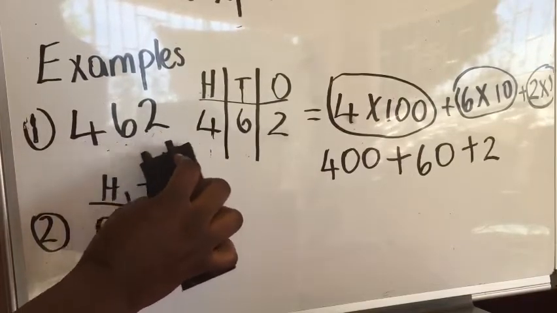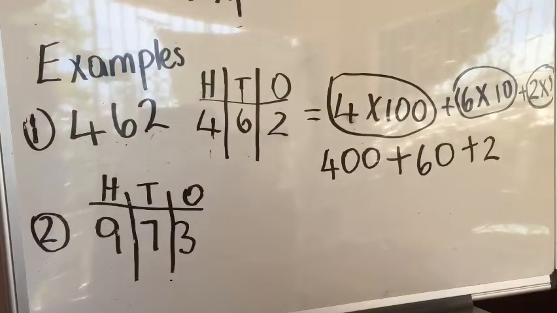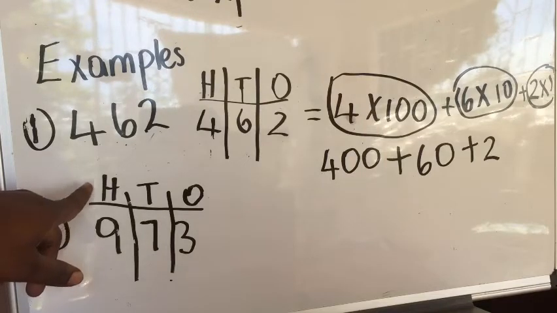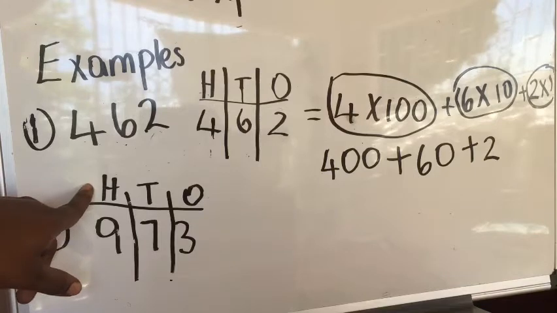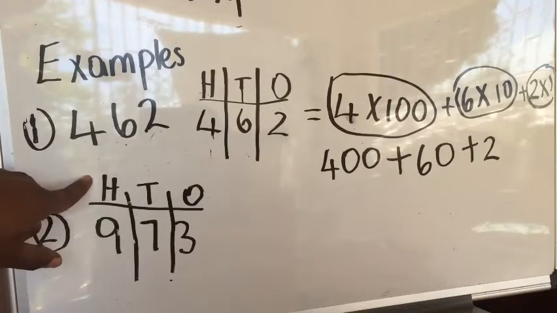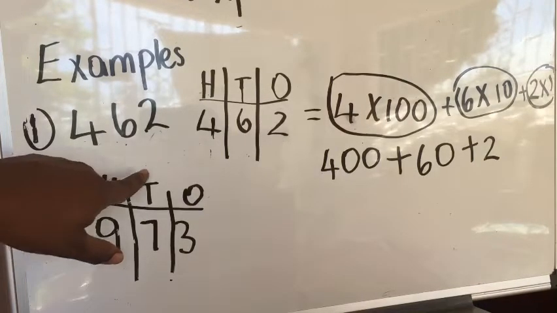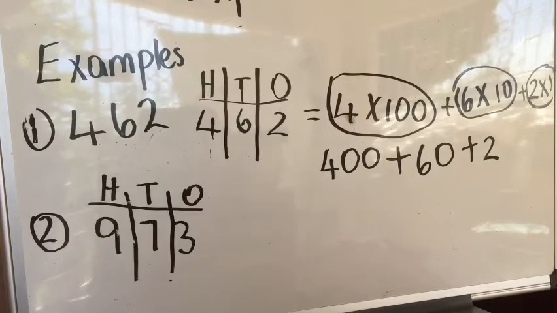What am I going to do now? First of all, I'm going to start with the biggest number. The biggest number here is in the hundreds place, the biggest place value. The biggest place value is hundreds. 100 is more than 10, right? Yes, 100 is more than 10.